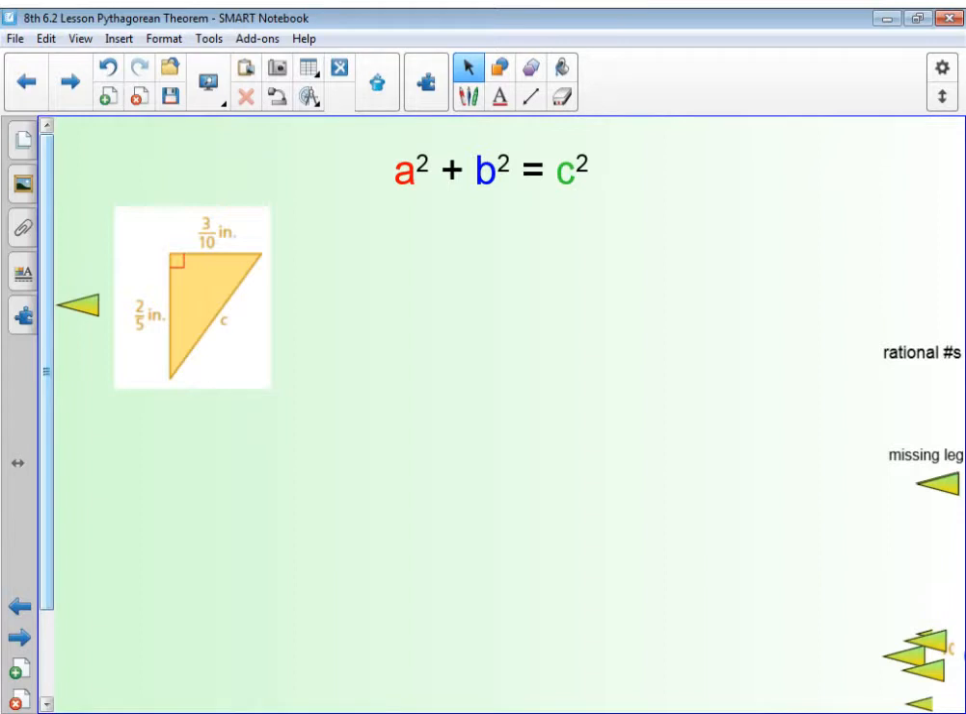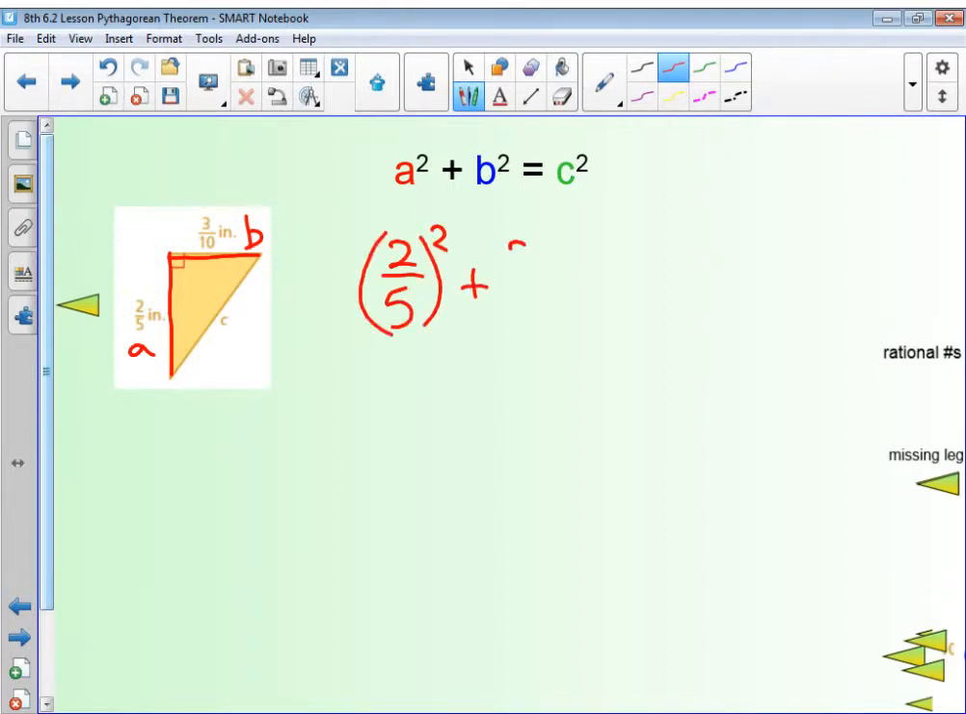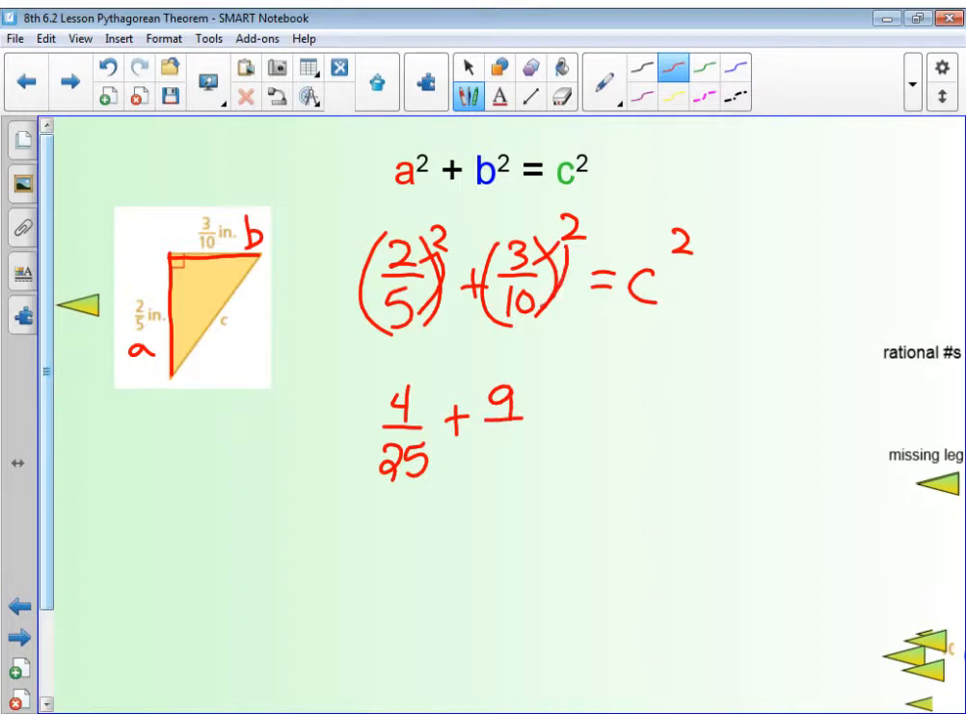Those fractions are multi-step. So they flip this triangle around. It doesn't matter. We're still going to use the right angle for our A and B. So I'll do this one as A and this one as B. Okay, so 2/5 squared plus for B 3/10 squared equals C squared. So plugging in our information, that's our first step, substitute in. Second step, simplify with order of operations. So 2/5 squared, 2 squared is 4 over 5 squared is 25 plus 3 squared is 9 over 10 squared is 100 equals C squared.